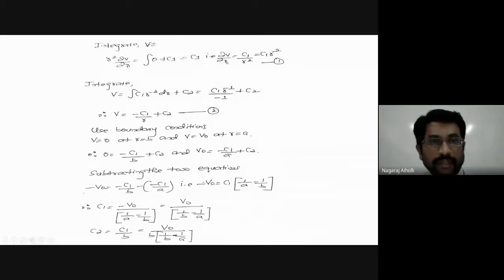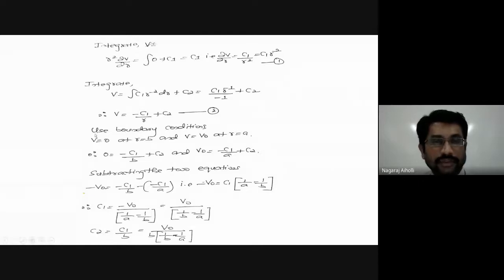Again, integrate the above equation. Integrating dou V by dou r from equation 1, we get V, equal to the integration of C1 r raised to minus 2 dr plus C2. It is the x raised to n form, whose integration is x raised to n plus 1 divided by n plus 1. This will be C1 r raised to minus 2 plus 1 divided by minus 2 plus 1, that is minus 1, plus C2. Simplifying, V is equal to minus C1 by r plus C2. Take it as equation 2.